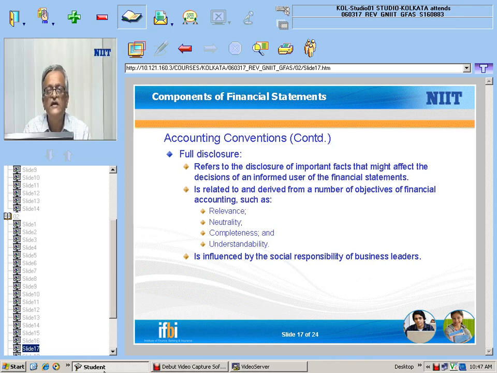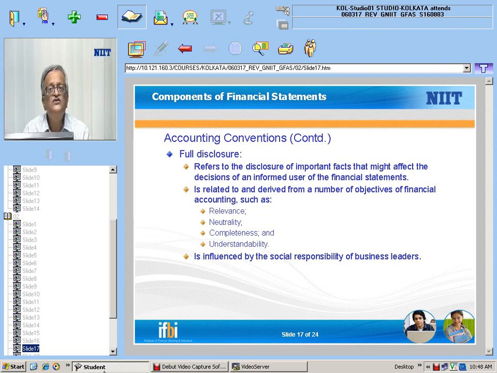Full disclosure refers to the disclosure of important facts that might affect the decision of an informed user of the financial statements. It is related to and derived from a number of objectives of financial accounting. These are the various objectives. Relevance. Relevance means pertaining to the matter at hand. Importance. Any item which is of importance and pertains to the matter at hand must be disclosed. Next, neutrality. Neutrality means unbiased, fair. Next, completeness. That means the financial statement, that is the balance sheet, must provide a complete picture of the business activities of the organization. Next, understandability. That means the user, after going through the financial statement, should be able to understand the various items which are there. So these are some important things related to full disclosure.